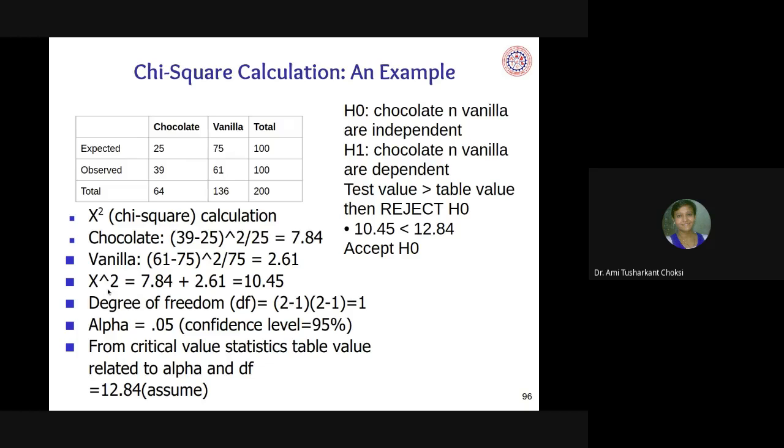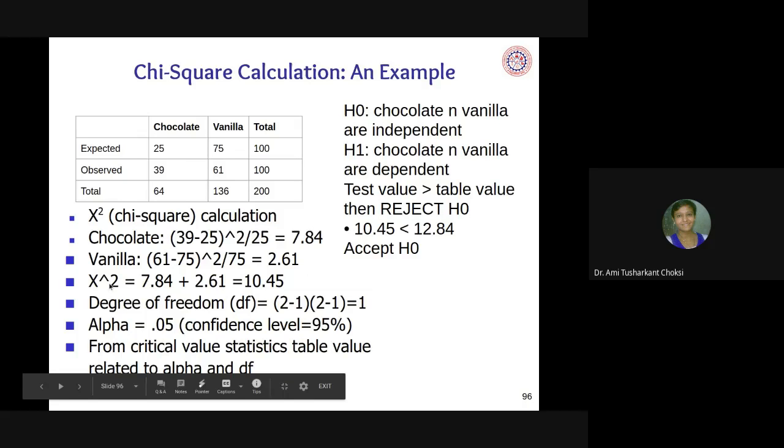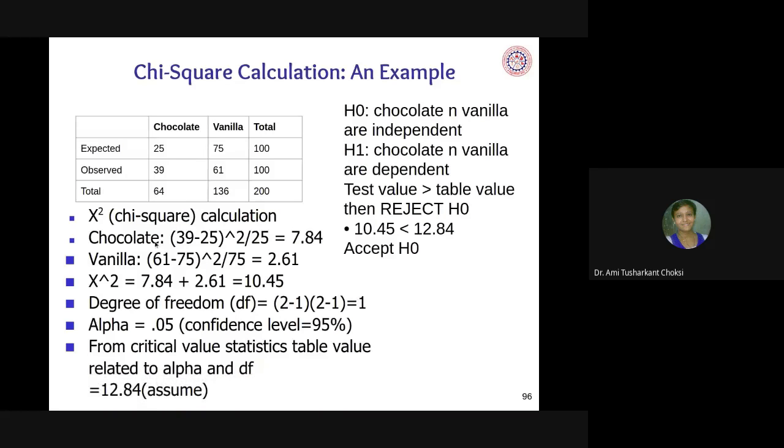So chi square value is equal to the summation of these two individual values, right? So we are not doing chocolate square or vanilla square. When we write this x square, we know that it is chi square, right? So whatever value we found for chocolate, we'll put, and whatever value we found for vanilla, we'll put here and do the summation. So that is the chi square value calculated.